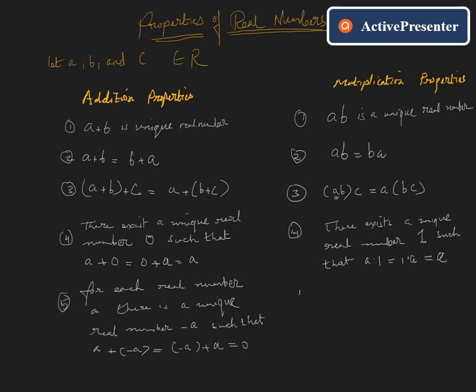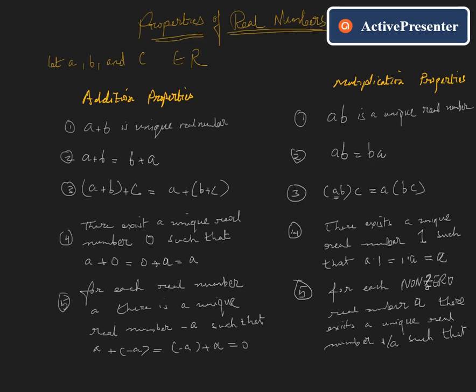The fifth property is for each non-zero real number A, there is a unique real number 1 over A such that A multiplied by 1 over A equals 1 over A multiplied by A equals 1.